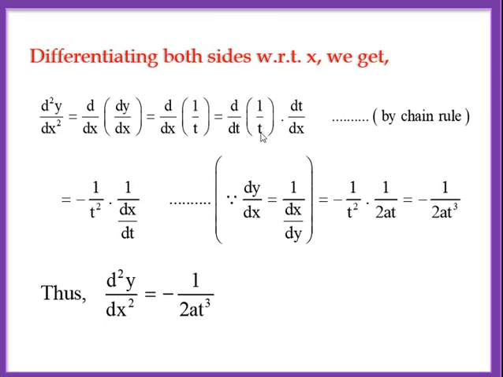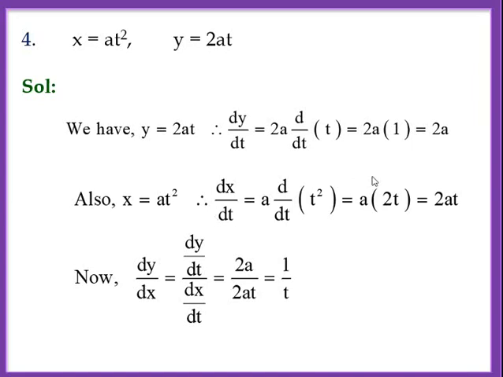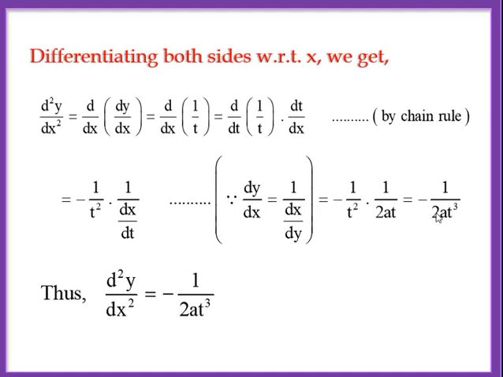Now d/dt of 1 upon t, yes, it is minus 1 upon t square. But what is dt/dx? 1 upon dx/dt. This is the reason for this step. Now what is dx/dt? It is nothing but twice at from the previous. See, dx/dt is twice at. So we have put that only. So finally, what is d2y by dx square? It is minus 1 upon 2at cube. Remember.